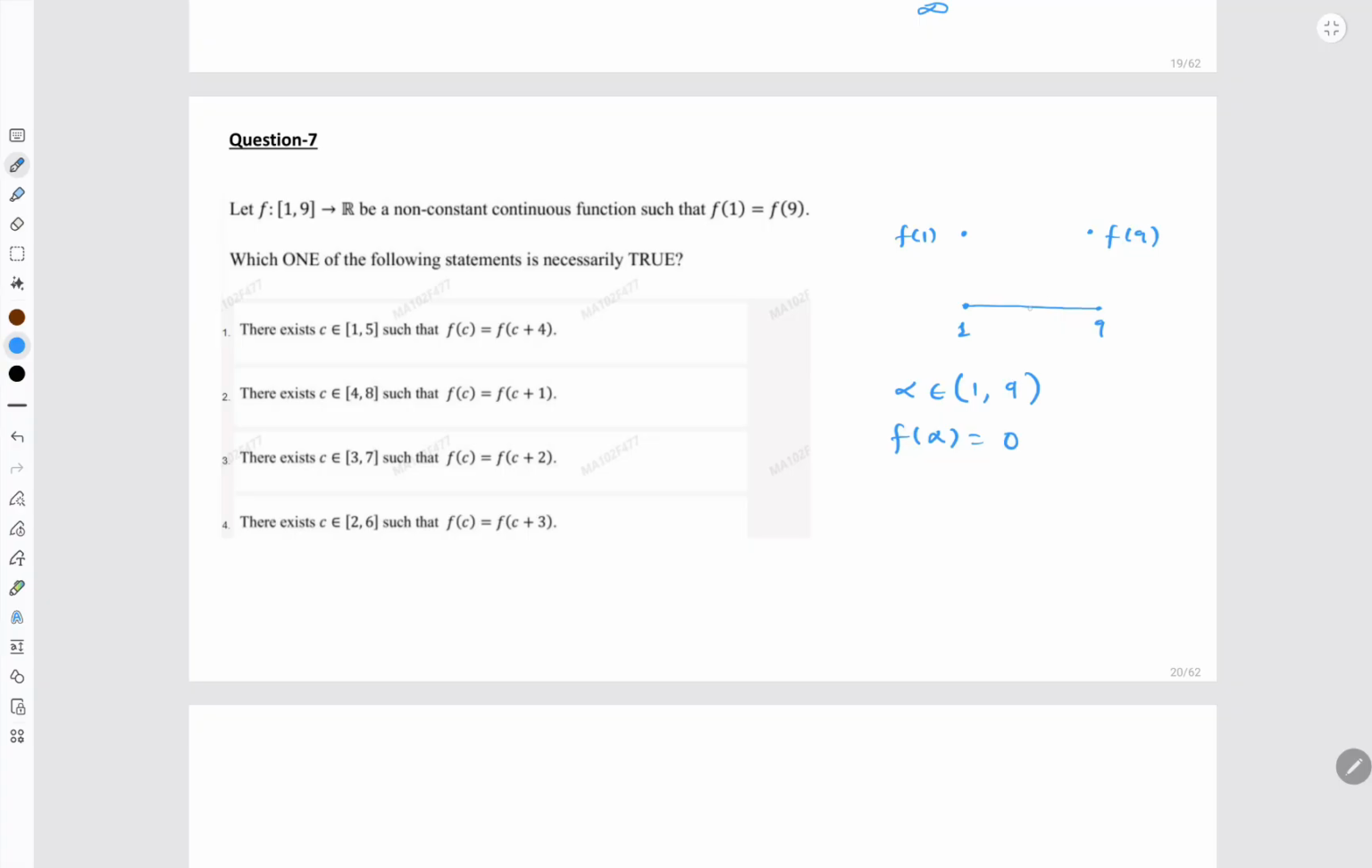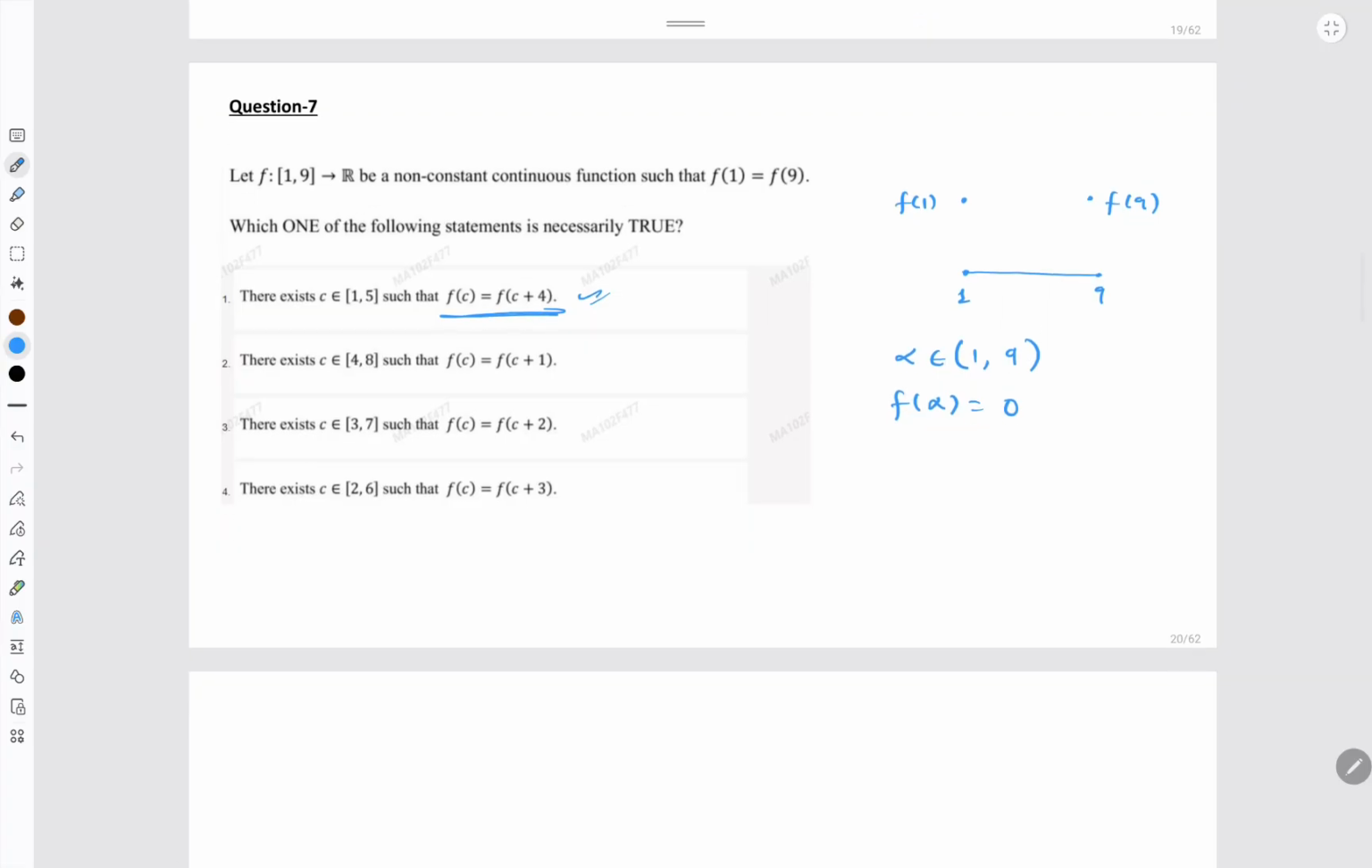So alpha can be anywhere, here or here, anywhere. Now what is the meaning of two functions being equal? It is saying that there exists c belonging to 1 to 5 such that f of c is equal to f of c plus 4. 1 to 5 means 5 is the midpoint of it. So if I take a c in 1 to 5, then we will get the exact same value at c plus 4 as well.